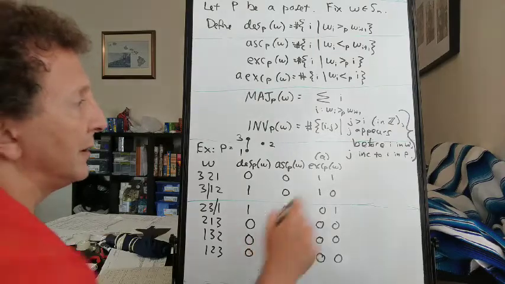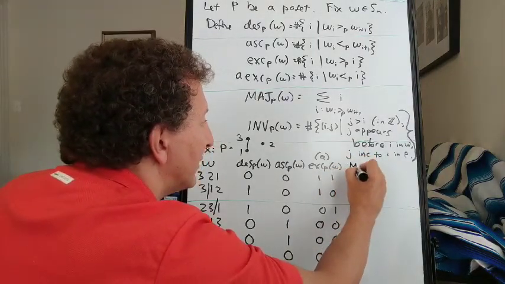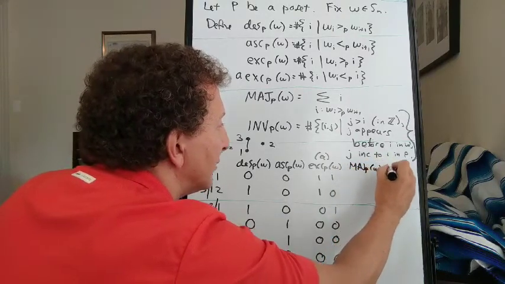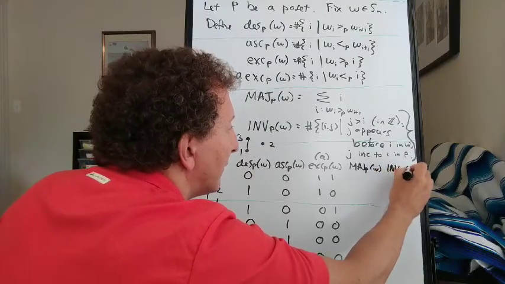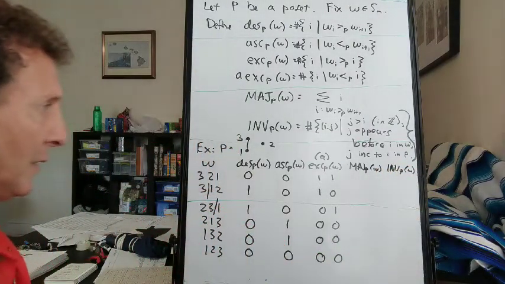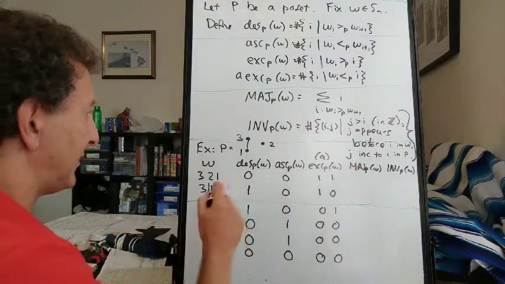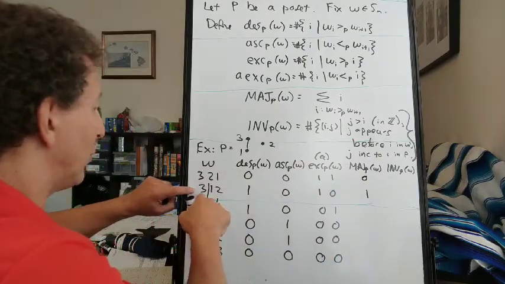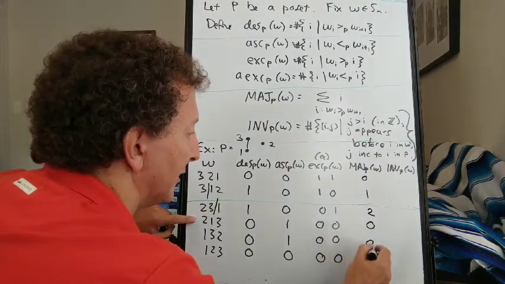And let's do inversions here. Well, actually, let's do major index first. So P major index of W, and then we can do P inversions of W. We just sum the P descents. There aren't any here. There's 1 there in position 1. There's 1 here in position 2. None, none, none.